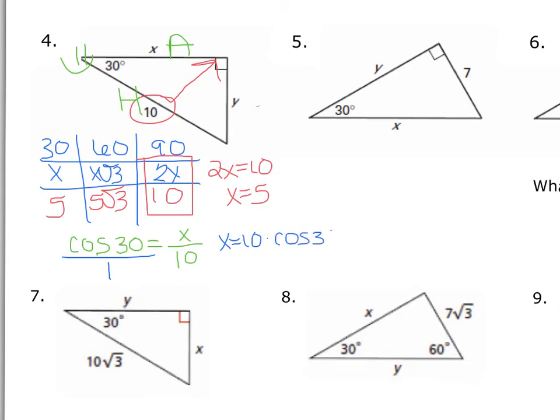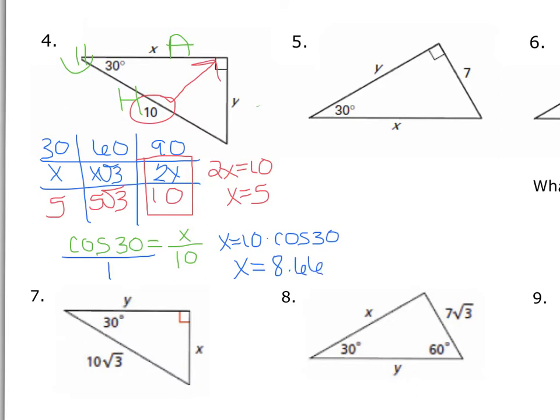So x is equal to 10 times the cosine of 30. So if I put that in, I'm going to go 10 times cosine of 30. I get that x is equal to 8 point... So that answer is 8.66.